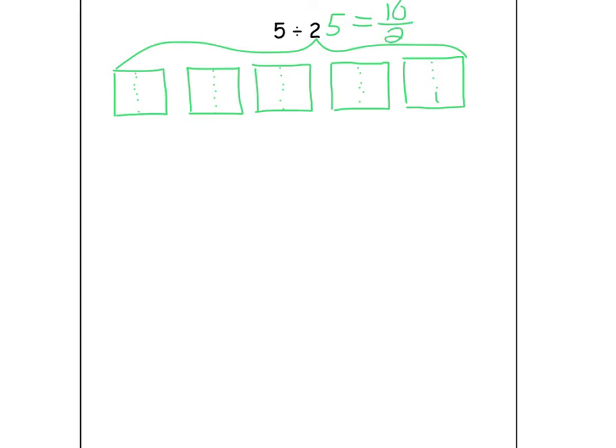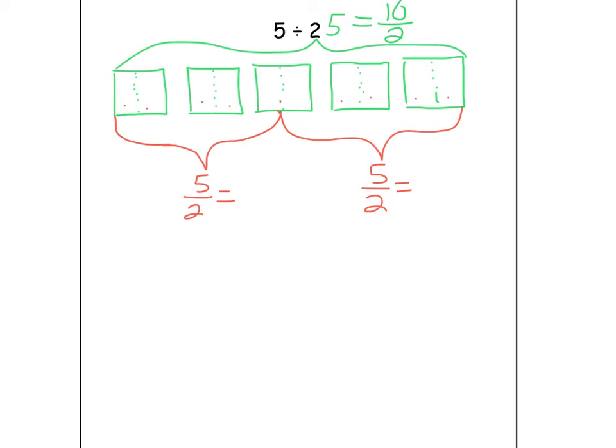So 2 means split it in the middle. So 1, 2, 3, 4, 5 is 10 divided by 2. So this would be 5 halves. And then 1, 2, 3, 4, 5. So 5 halves. Well, let's write that as a mixed number since it's improper right now. The numerator is much larger than the denominator.